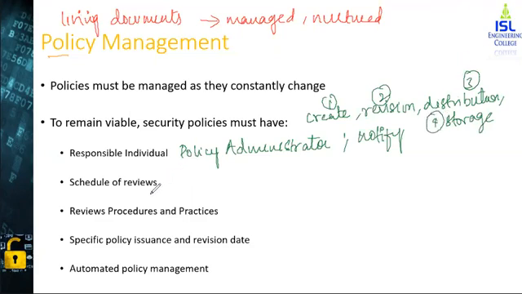The next one is schedule for reviews. In order for a policy to be effective, it needs to be changed based upon the changing environment. If these policies are not periodically reviewed, they are not going to provide you with that level of accuracy. So your policies need to be reviewed at least annually to ensure that the policy is still effective.